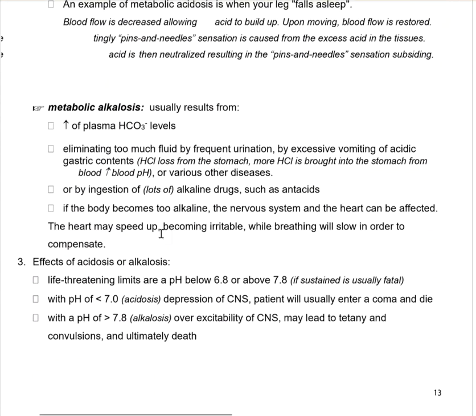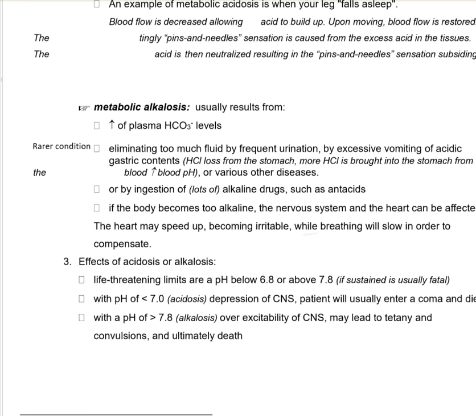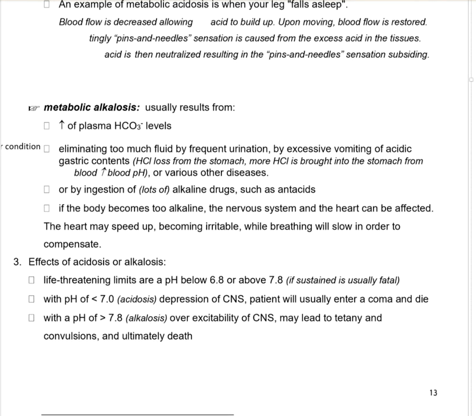Now, metabolic alkalosis is a lot rarer. Sorry that these are not where they're supposed to be. I don't know what happened there. This is a rare condition, and the main reason why is we almost always make acidic metabolites, not alkaline metabolites. So we don't often have our blood pH go above 7.45. But if we did, it might be due to increased plasma bicarbonate levels.